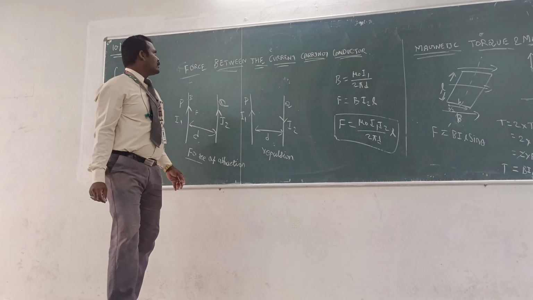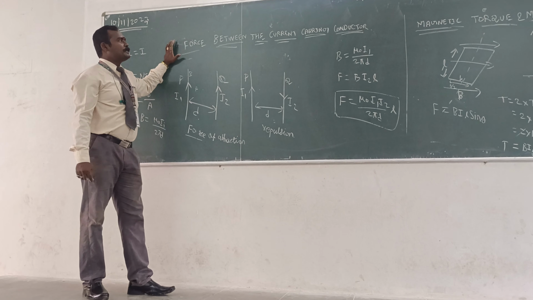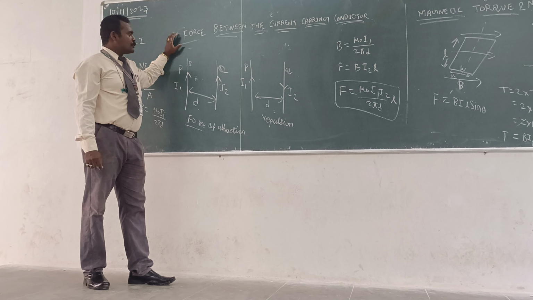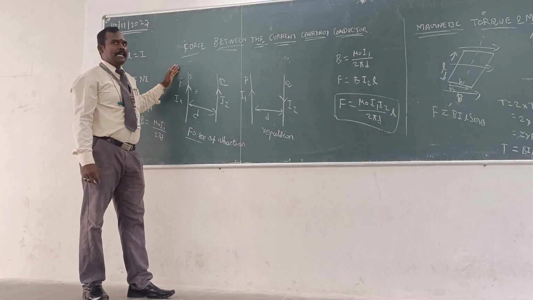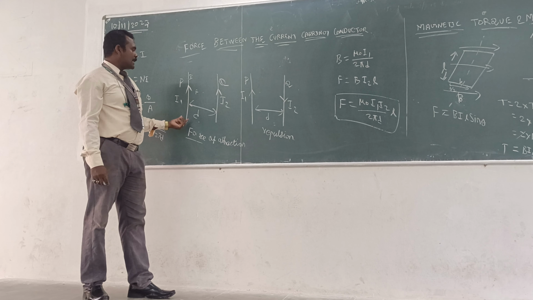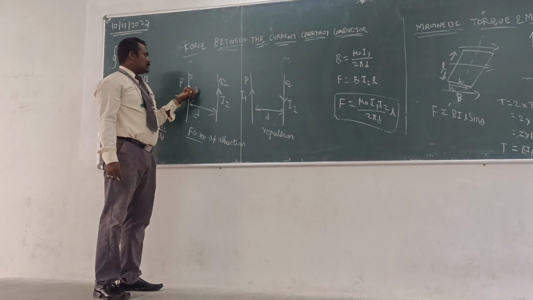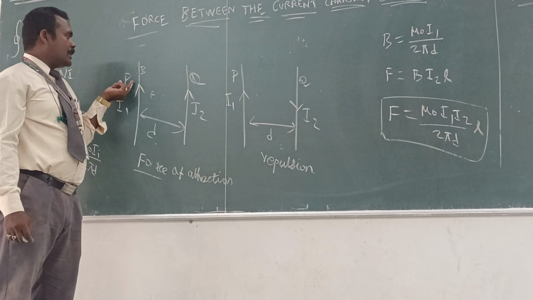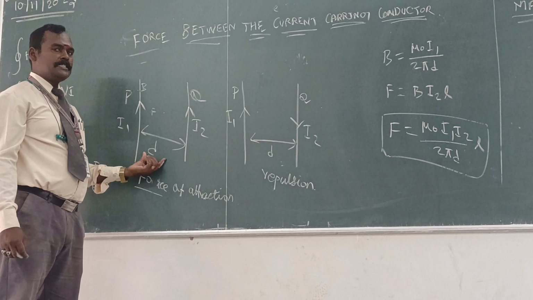Okay, listen. Today we are going to discuss the force between current carrying conductors. You can consider two straight conductors P and Q, with currents I1 and I2 flowing through them. The conductors P and Q are separated by a small distance D.